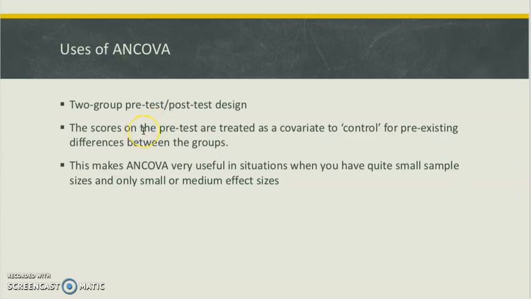The scores on the pre-test are treated as the covariate. Yeah, so the pre-test is also known as the covariate. That's why it's known as analysis of covariance, where the pre-test is the covariate to control for pre-existing differences between the groups. So the purpose of doing ANCOVA is for us to control the pre-existing differences, perbezaan awal yang ada between the two groups, which are the experimental group and the control group.